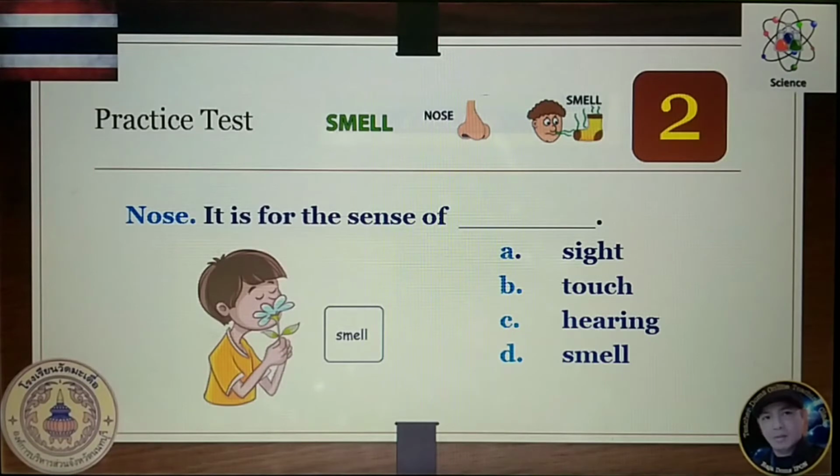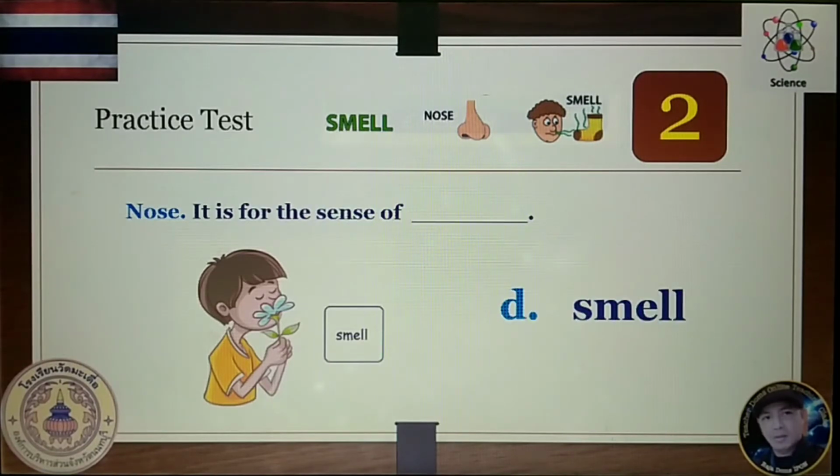Practice test 2. Nose. It is for the sense of A, sight, B, touch, C, hearing, D, smell. Nose. It is for the sense of D, smell.